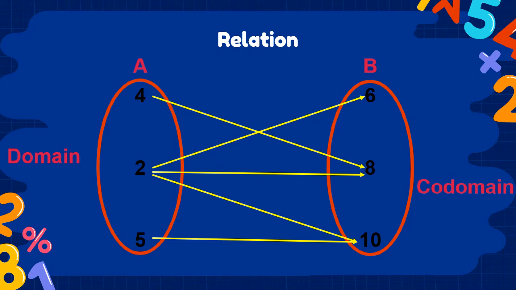In each ordered pair, the first component must be an element in the domain and the second component an element in the codomain. The second component of an ordered pair is called the image of the corresponding first component. Note that an element of the domain may be related to one or more elements in the codomain and vice versa.